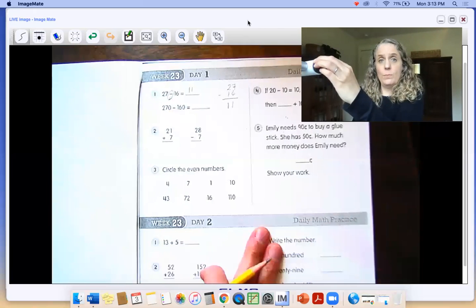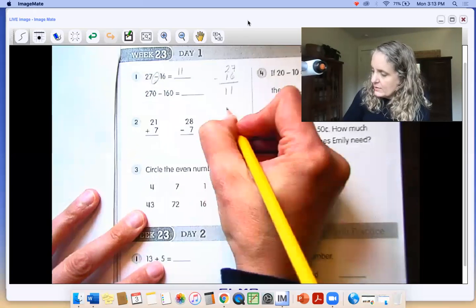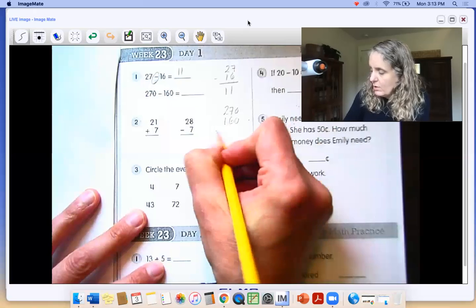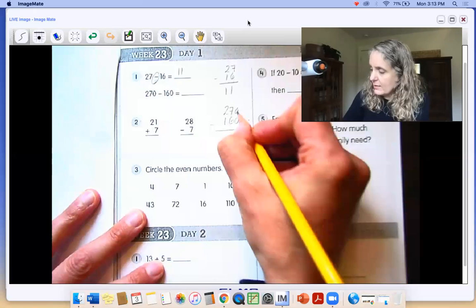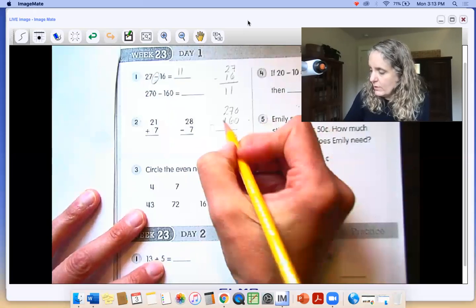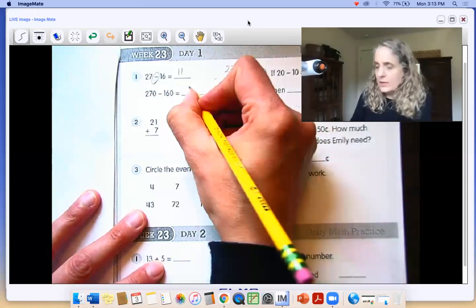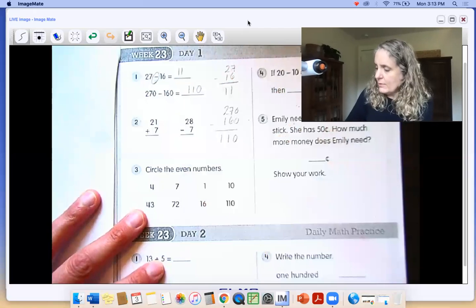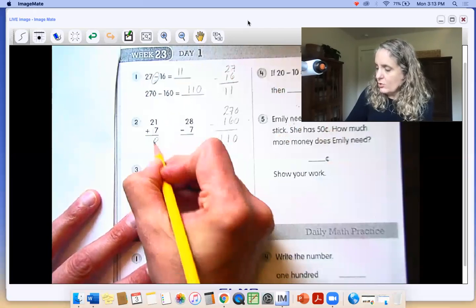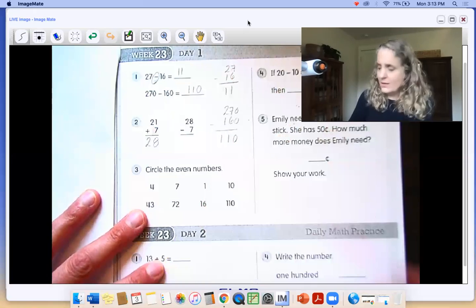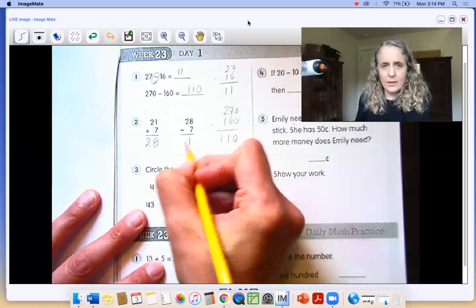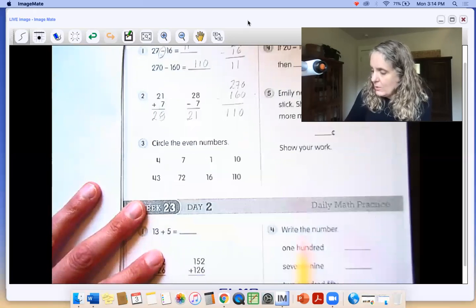Let me zoom in a little bit. Okay, and this one I'm going to stack too. You could solve this with presents and parcels if you wanted to, with picture code, or you could do it on a number line, or you could stack it and take the 0 away from the 0 is 0. And the 6 away from the 7 is 1, and the 1 away from the 2 is 1. And then you know that it's 110, all right? And I'm going to add the 1 and the 7 and the 2 with nothing, and I have 28. And I'm going to take the 7 away from the 8 and nothing away from the 2, and I end up with 21.